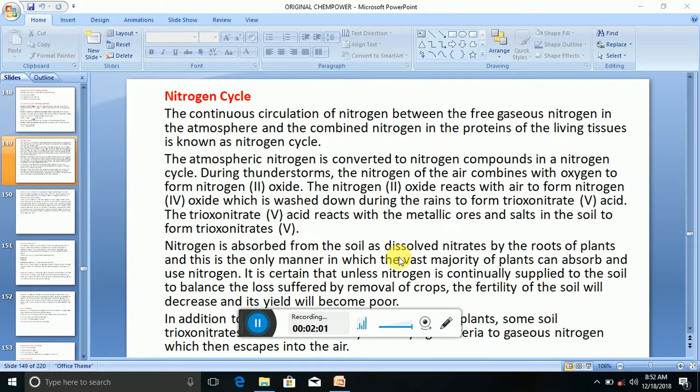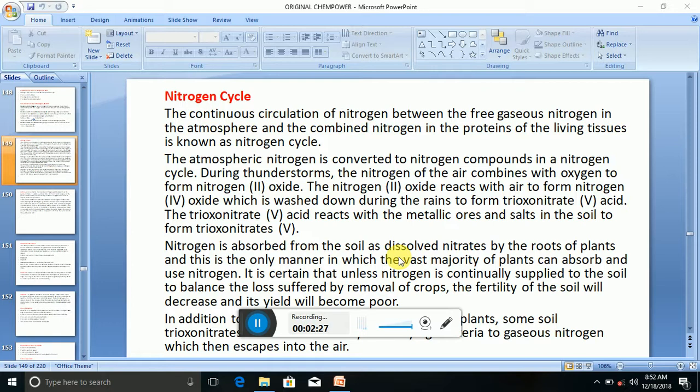and use nitrogen. So nitrogen is absorbed from the soil in the form of dissolved nitrates through the roots of plants. It is certain that unless nitrogen is continually supplied to the soil to balance the loss suffered by removal of crops, the fertility of the soil will decrease and its yield will become poor.